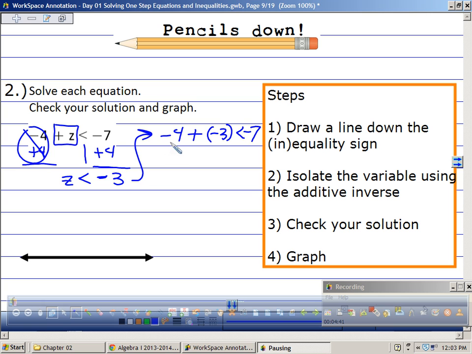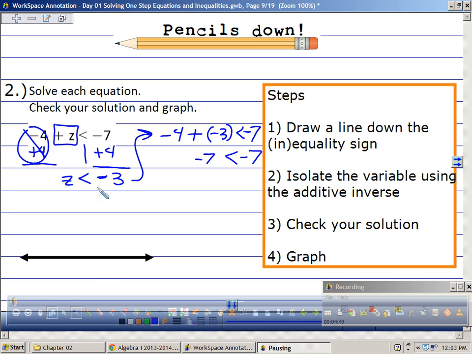Should be negative 7. Negative 4 and negative 3 together make negative 7. Is negative 7 less than negative 7? It's not, right? But when I went here and said z is less than negative 3, I can't put negative 3 in here because it does not work. So don't we have to come up with a number that's less than negative 3? Is negative 2 less than negative 3?